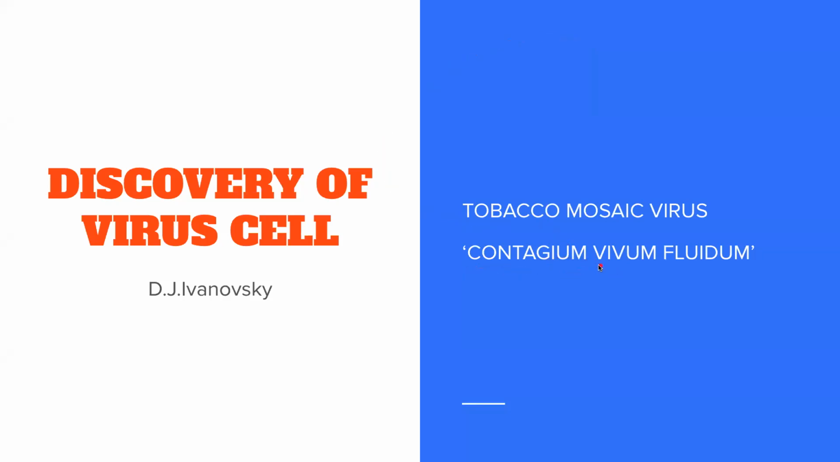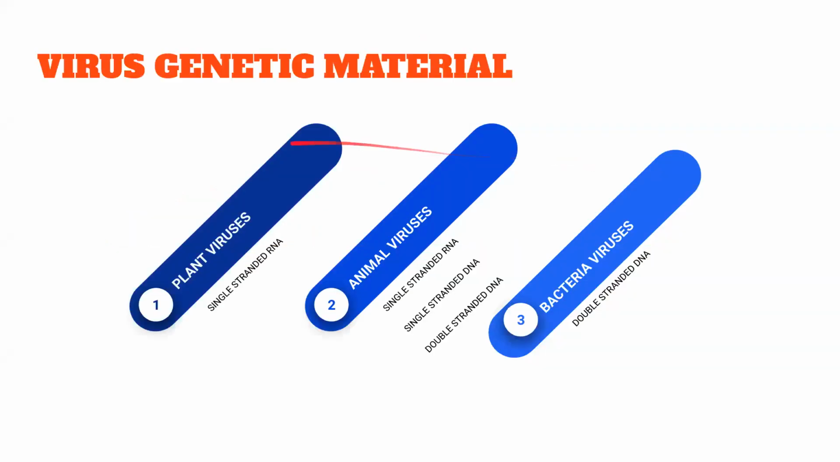So contagium vivum fluidum is the way he found out that this virus was present. Next, we have genetic material in viruses.